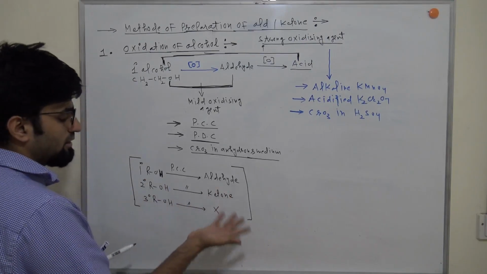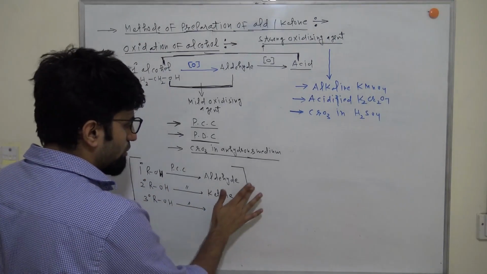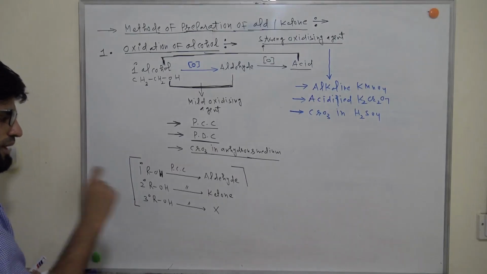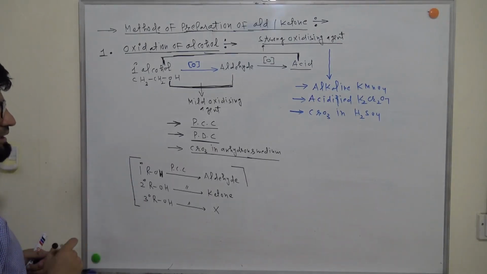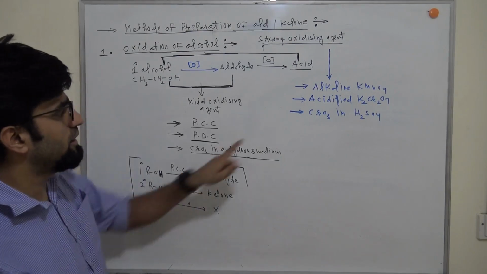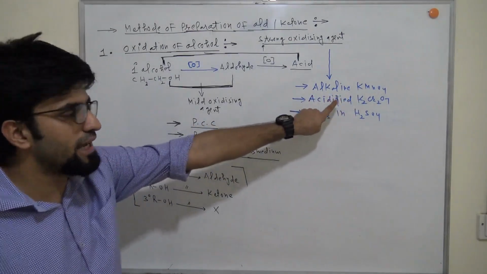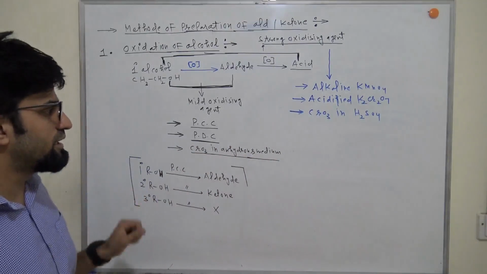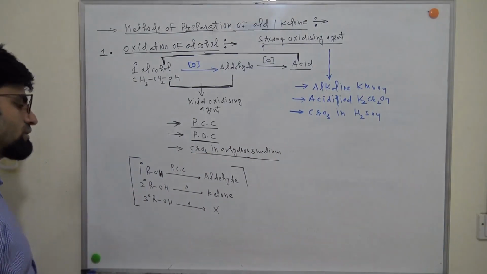And 3 degree does not undergo what oxidation. Okay. So one more important point I would like to tell you here, that even if I use for 2 degree alcohol, even if I use alkaline KMnO4 or acidified K2Cr2O7 or CrO3 in H2SO4, right? So still I will get ketone.